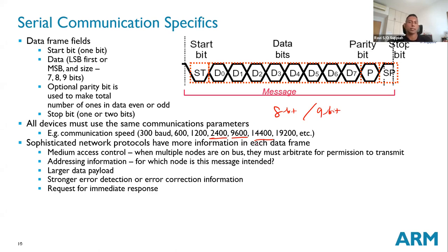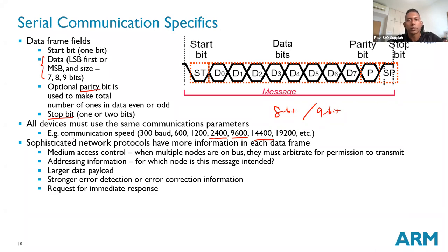There are also other things to consider when I transmit the data. Is it the least significant bit that goes out first, or the most significant bit? This is sometimes configurable, and sometimes it is fixed depending on how the transmitter and receiver are designed. And then the parity bit, which we will talk about in a while. And then the stop bit.